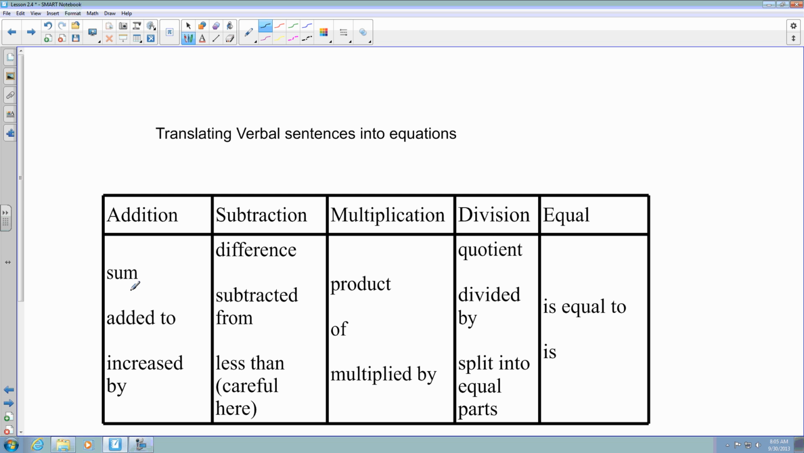One of the things you're going to look at, especially when you're doing your homework, is being able to translate the verbal model. We did this, I think, either the first or second day of this class. These are different ways you can write addition, subtraction, multiplication, and division, and now we're also going to incorporate what is considered to be equal. Anytime you see "is equal to" or "is," that's another way of saying the equal sign in our math problems.